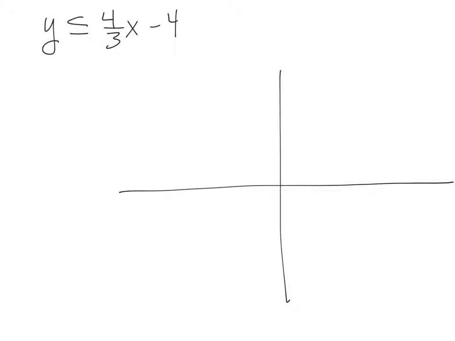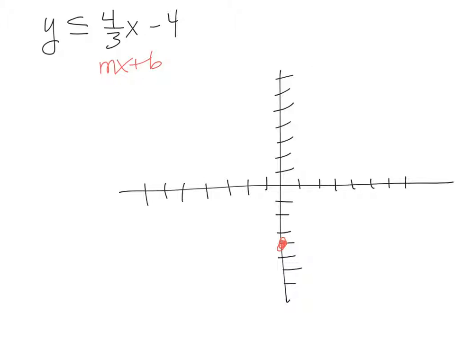So I still need to label 1, 2, 3, 4, 5, 6, 7 on each axis. No reason for the 7s, just picking random points. So I'm going to plot this. Well, again, this is still mx plus b. So I'm going to go down 4 and plot a point at -4. Then I'm going to move my slope, which is up 4 to the right 3. I get to draw a solid line.